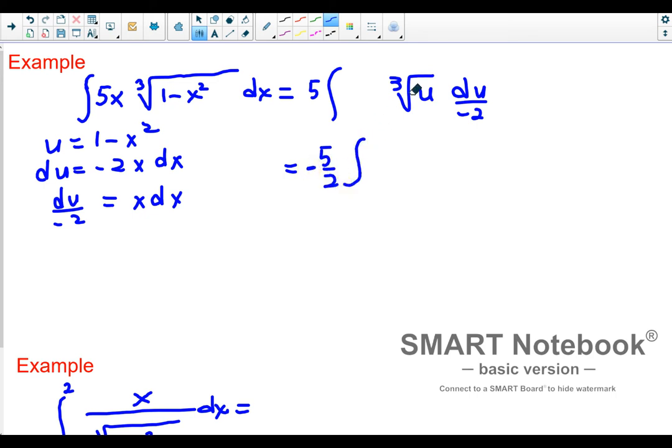Okay, now notice how much easier this integral is than the one we had originally. Cube root is u to the 1/3. Negative 1/2 has been factored outside. The u is still in there. So again, this is an easy anti-differentiation question, right? So let's go ahead and do that. So add 1 to the power and divide by the new power. So you're dividing by 4/3, or it's the same as multiplying it by 3 over 4.